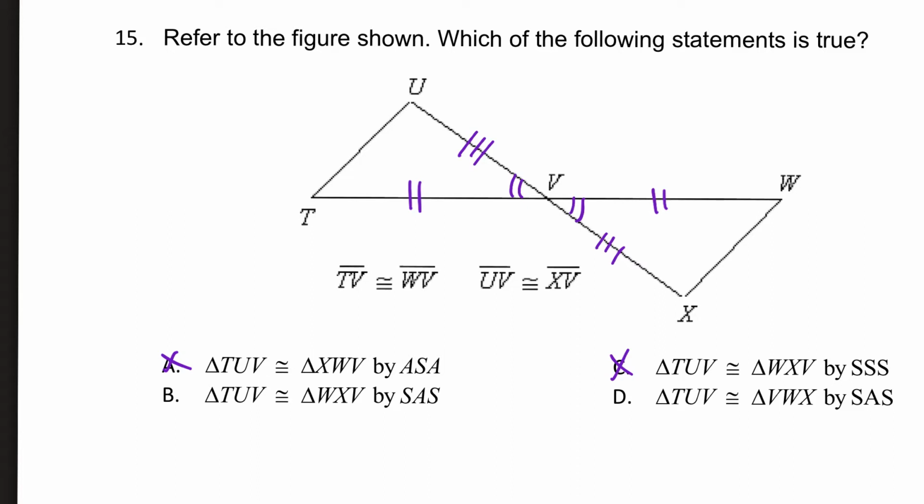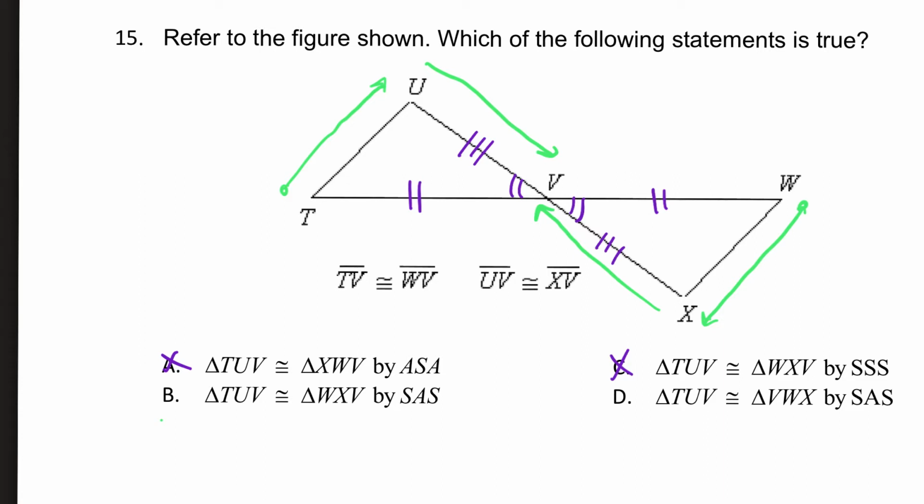So from T, let me do it in a different color here. So from T to U, and then to V. Well, I want to make the same thing happen on my other one. So angle T corresponds with angle W right here. Angle U, the one that kind of sticks out there, matches up with angle X. And then angle V matches up with angle V. So there you go. So triangle WXV is what I'm looking for. And that is true only here.